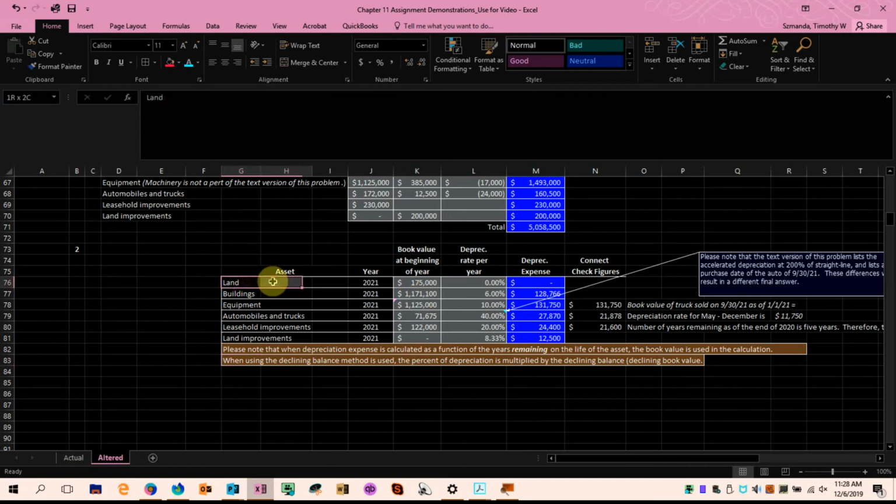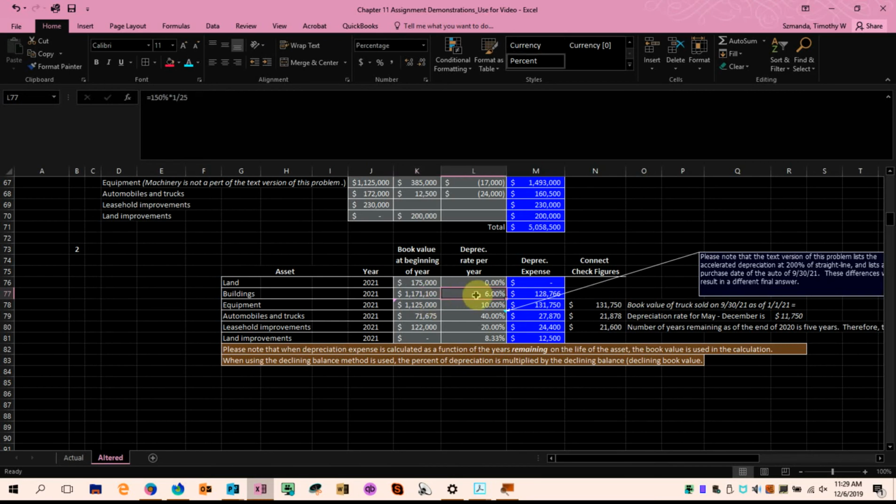So land. If you look at land, there is no depreciation on land, so there's nothing to enter there. If you look at the buildings, in this case, you'll notice in the problem that they tell us that buildings are 150% declining balance. It's accelerated. So our book value at the beginning of the year is going to be the cost less the accumulated depreciation to that point. And it's from there that we're going to start to further depreciate at 6% in this case. So that's what we start with, 1,171,000, because depreciation expense is based on an ever-declining balance. So we need to update the book value.